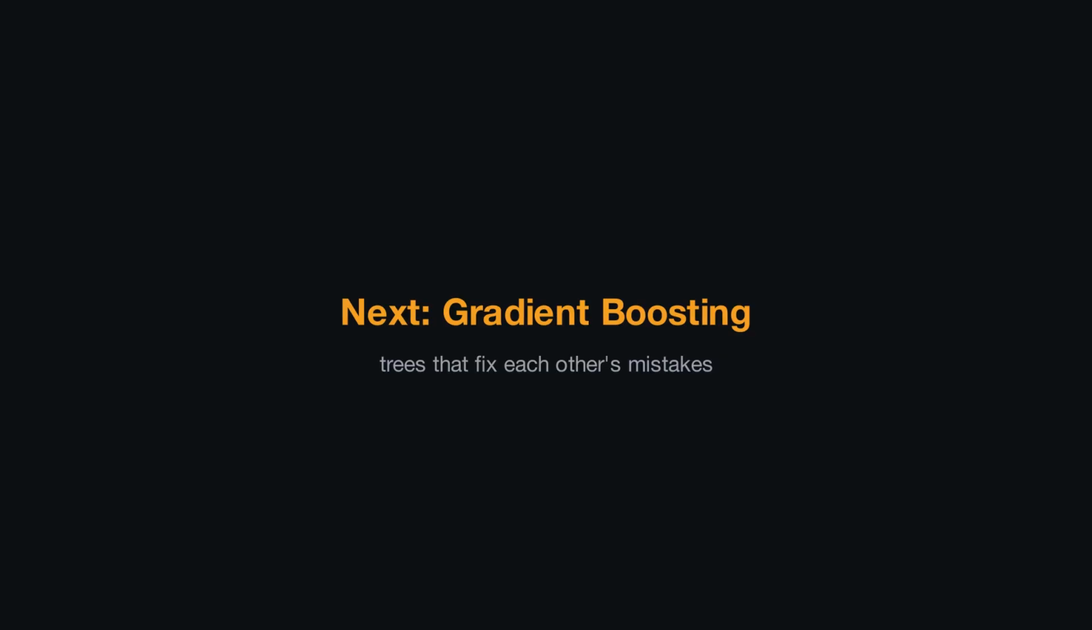But what if the trees worked in a line instead, each one fixing the mistakes of the last? That is gradient boosting, and it is next.